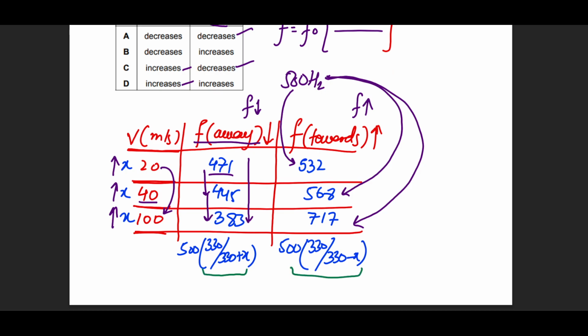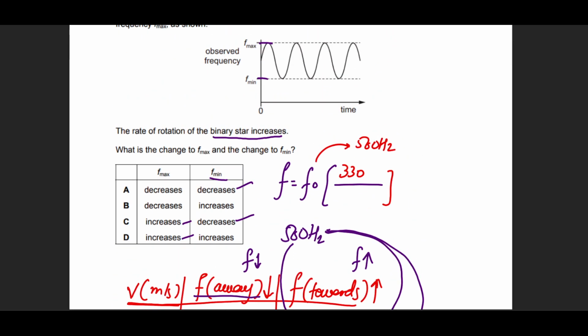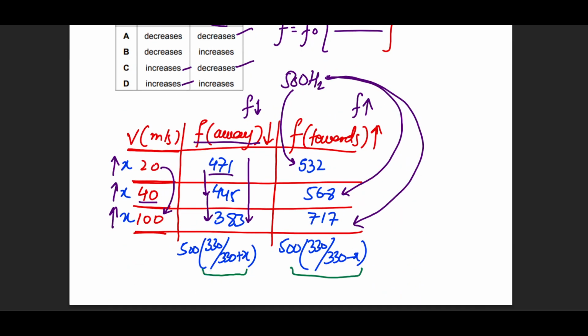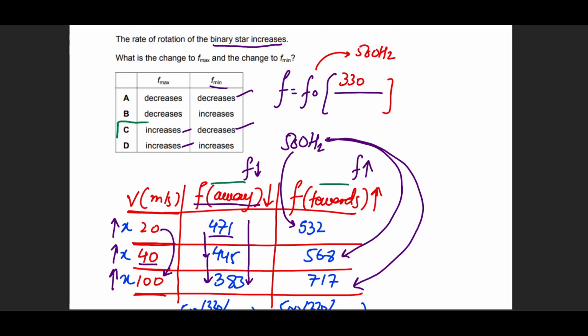This is not a problem for physics. This is actually a mathematics understanding, right? So if you increase the speed, this difference, this delta increases or decreases, and when it gets multiplied with 500, it will produce lesser and lesser or larger and larger values respectively for away and towards. So in my understanding, this is going to be option C.